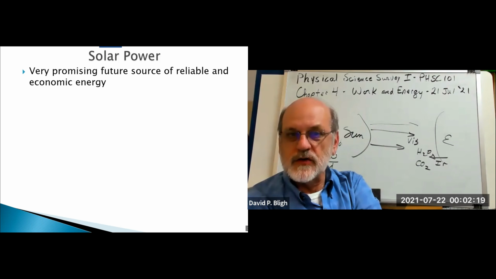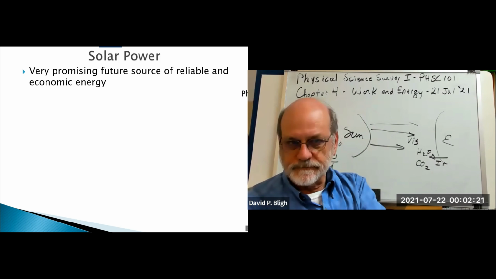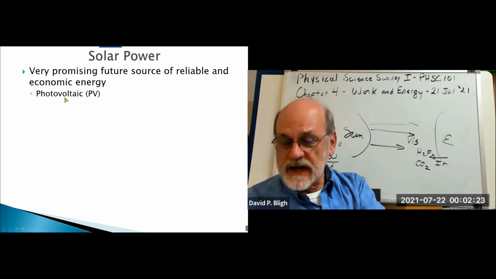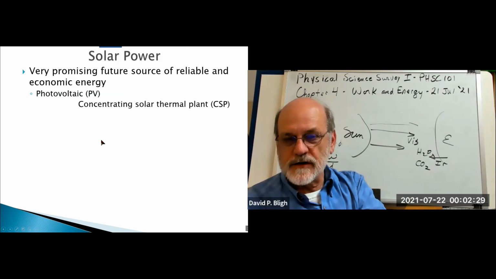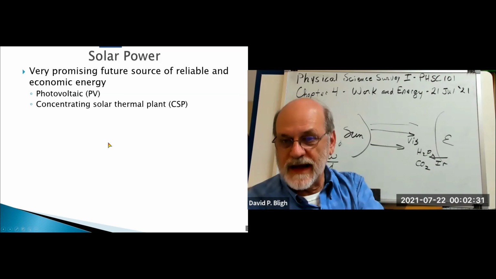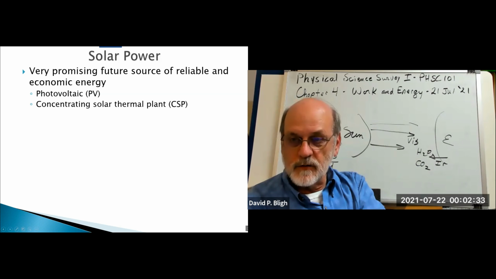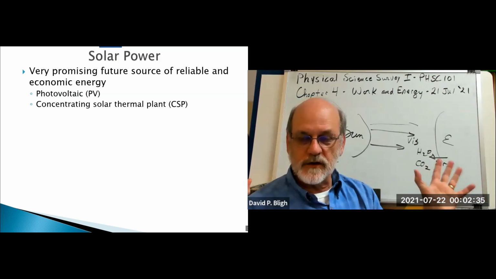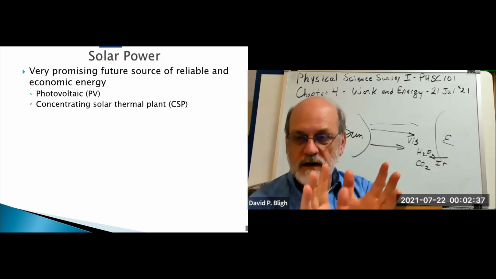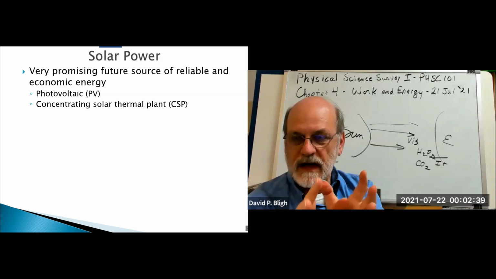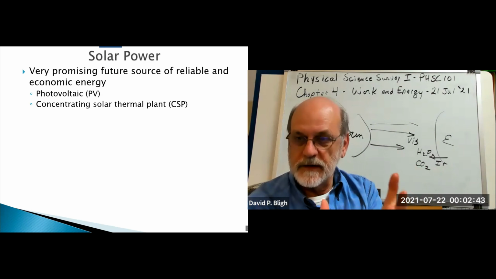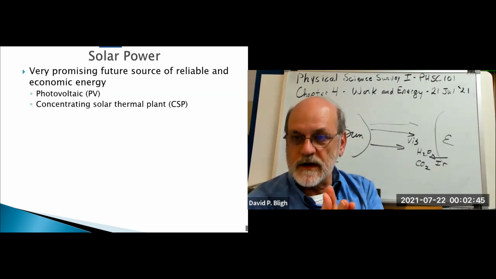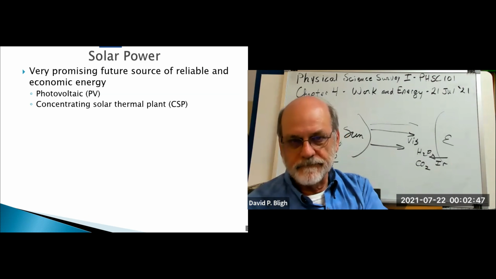There are basically two ways of doing that. There's the photovoltaic cell, which converts light directly into electricity. And then there's the concentrating solar thermal plant, which basically takes the energy and reflects it with lots of mirrors into a concentrated center and boils water or some other fluid, heats up the fluid so that it can drive a generator.